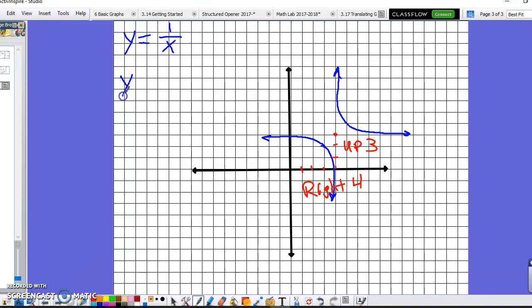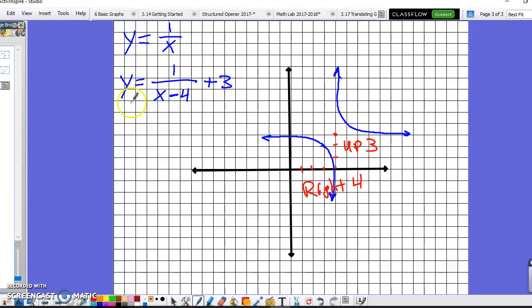Horizontal shift goes with the x, so 1 over x, and then instead of going positive 4, we want the opposite sign here, so 1 over x minus 4, and then here we're going to have going up 3, so the same direction of the sign.